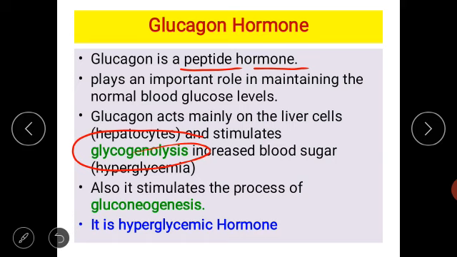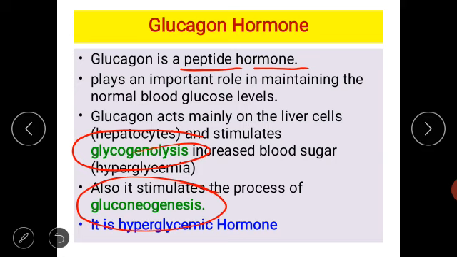Also, glucagon can stimulate gluconeogenesis. So what is gluconeogenesis? Gluconeogenesis means breakdown of non-carbohydrate biomolecules and production of glucose. Production of glucose from a non-carbohydrate source is called gluconeogenesis. So the glucagon hormone plays both roles.